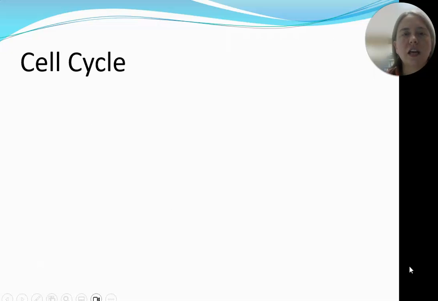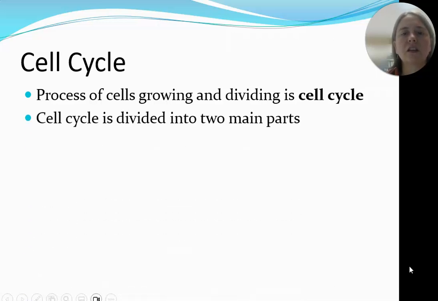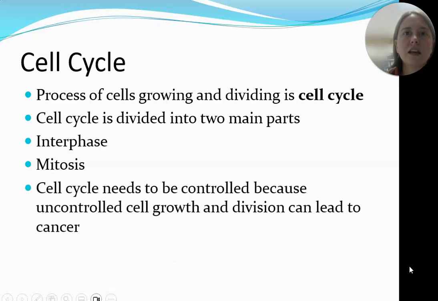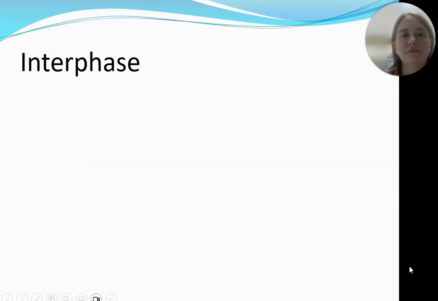So each cell has a cycle. So let's talk about that. The process of cells growing and dividing is called the cell cycle. And it is divided into two main parts: interphase and then mitosis. The cell cycle needs to be controlled because uncontrolled cell growth and uncontrolled cell division leads to cancer. After each step, there is a checkpoint to ensure that everything's okay so that the cell cycle is under control.